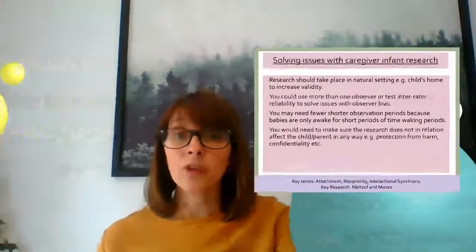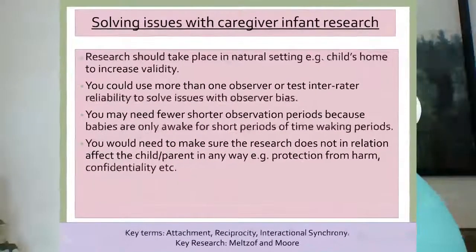So now, they're the problems and the strengths of using this research, but some exam questions focus on how we can solve the issues with the research or the research methods. So what we could do is we could do it in a natural setting, so we could do it in their home. This would increase the internal validity, ecological validity. You could use more than one observer, or you could test inter-rater reliability or inter-observer reliability.